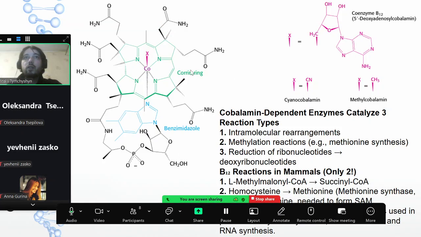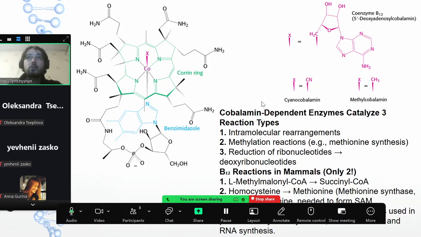Here are just a few slides regarding the cobalamin dependent enzymes. This cobalamin, that's basically the coenzyme B12. So here you see the formula, looks pretty complicated. Here you see some corrin ring. Here you see the benzimidazole. This benzimidazole is connected to the cobalt in here, and here you see different variations.